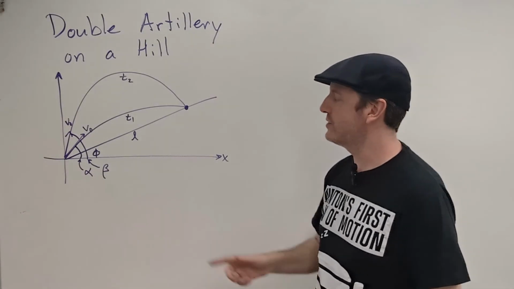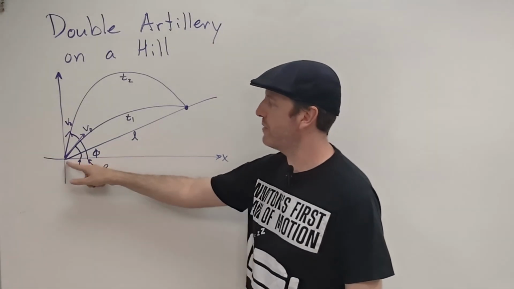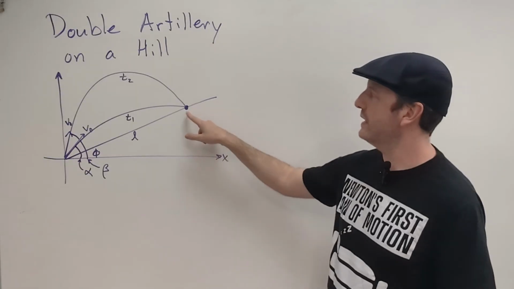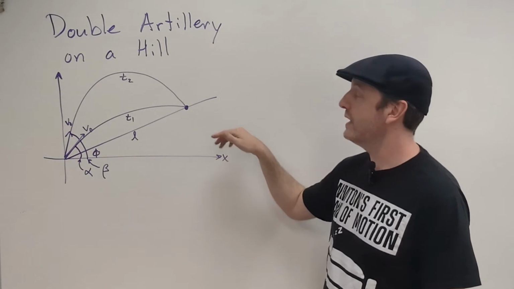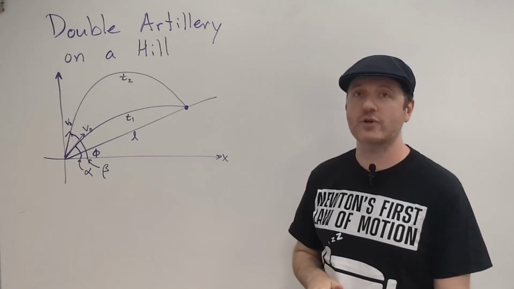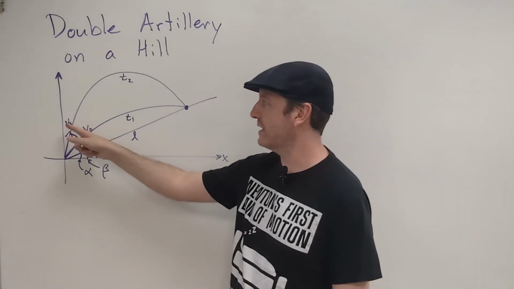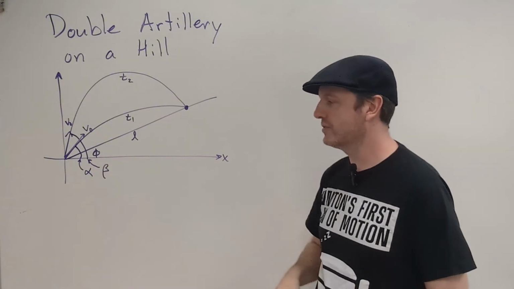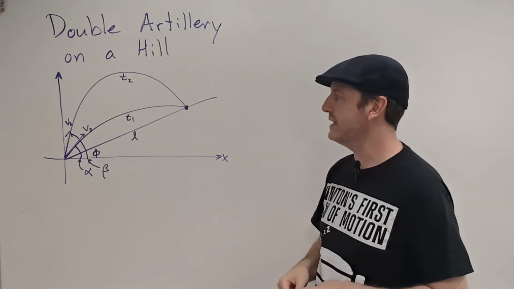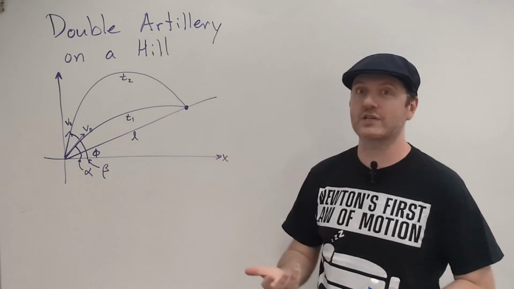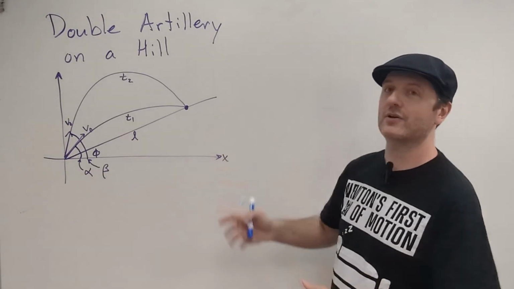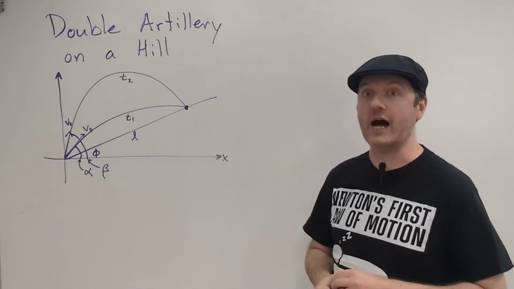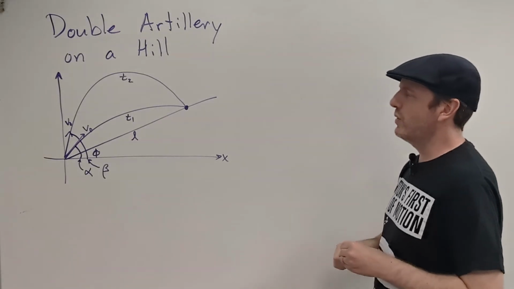Our goal is to determine the distance from our launch point to the impact location, and I do mean along the hill's slope, in terms of the two times. So I don't want it to depend on v naught or on any of these angles. I want to know the distance just in terms of the two times. It might seem like it should depend on all these things, but we're going to see that it actually does not.